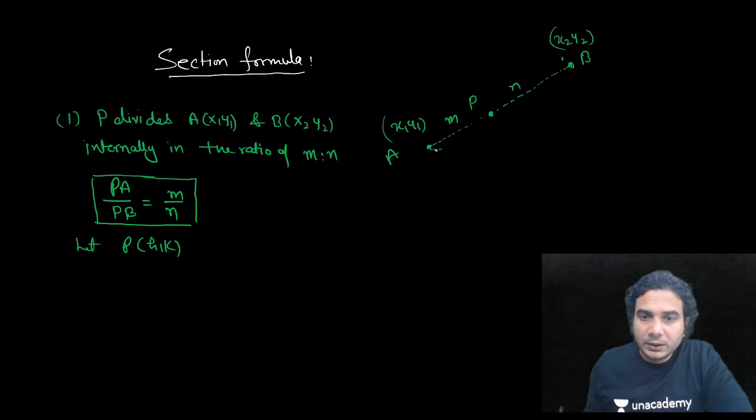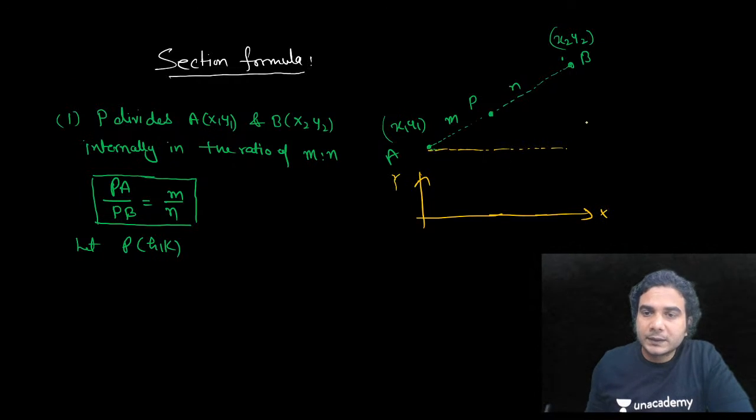So it's very simple. I'm drawing this horizontal line. Horizontal means parallel to x-axis. This is your x-axis and this is your y-axis. Okay, vertical, x and y, like this. And I'm drawing this vertical line as well. Okay. Now you can see we'll get two triangles.